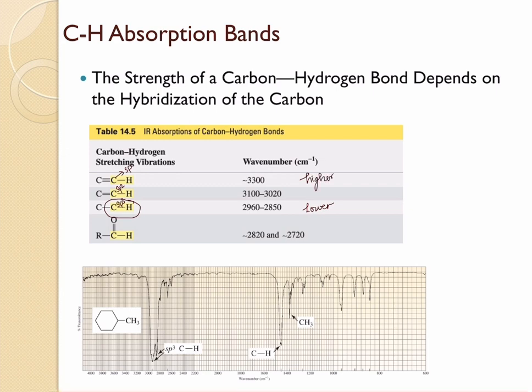Now, what is the reason why the sp carbon-hydrogen stretch appears at a higher frequency? For that, we definitely have to take a look into the strength of these bonds. The strength of the carbon-hydrogen bond depends on the hybridization of the carbon. Greater the S character of the carbon where the hydrogen is connected, greater will be the strength. So this carbon, which has more S character, has got 50% S character, right? So this is going to be the strongest bond, while this is going to be the weakest, right? So the strongest bond will appear at a higher frequency, whereas the weakest bond will appear at a lower frequency.